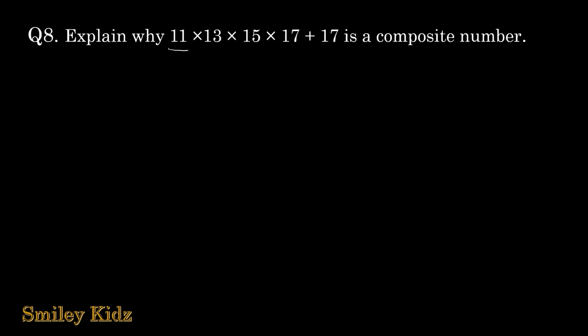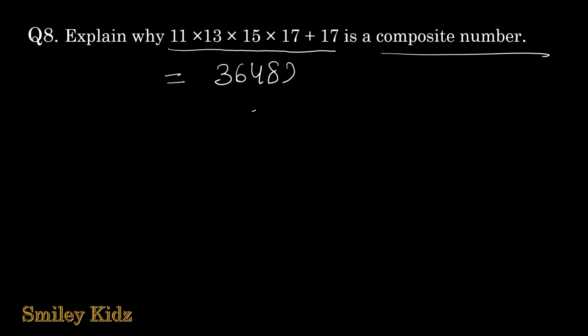Explain why 11 times 13 times 15 times 17 plus 17 is a composite number. Now, simplify this expression. We get 36,482 on simplifying 11 times 13 times 15 times 17 plus 17, right? So, they're asking us to explain the number we arrived at. Why is it a composite number?